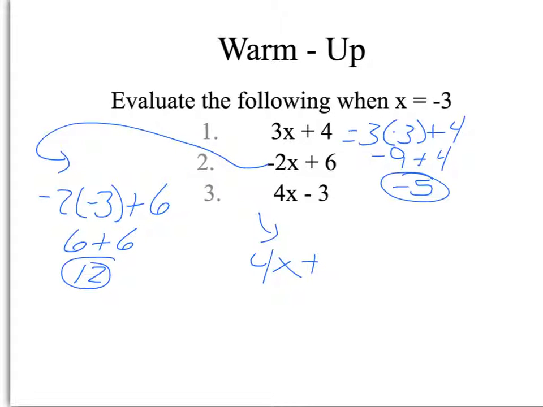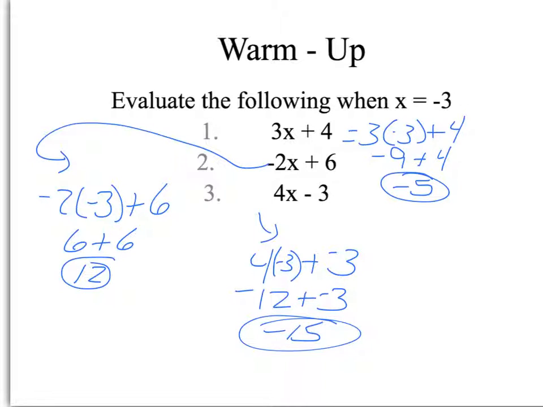4x, no, 1x, I want to plug in a -3 there. So 4 times -3 plus -3. You'll notice I did change my subtraction to plus the opposite, making that plus -3. That gives me -12 plus -3, or -15 as my final answer for the third one.